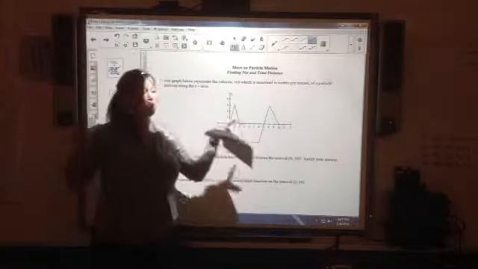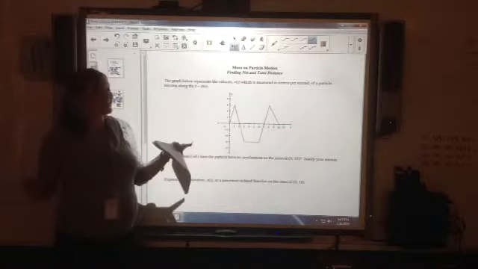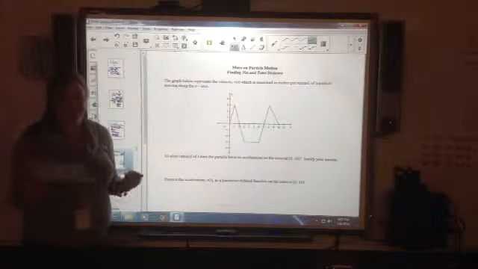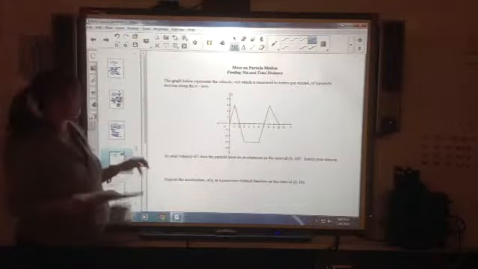If you're hoping for more on particle motion, yay, we can do it. There's more on particle motion. So this is Daily Lessons, page 136.